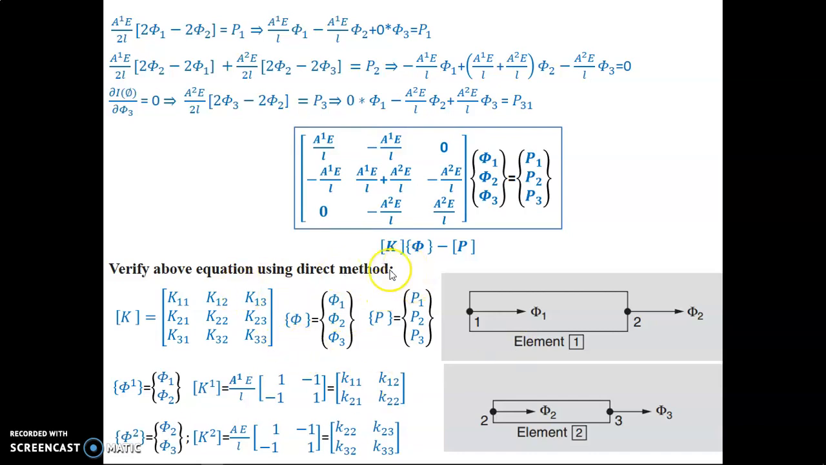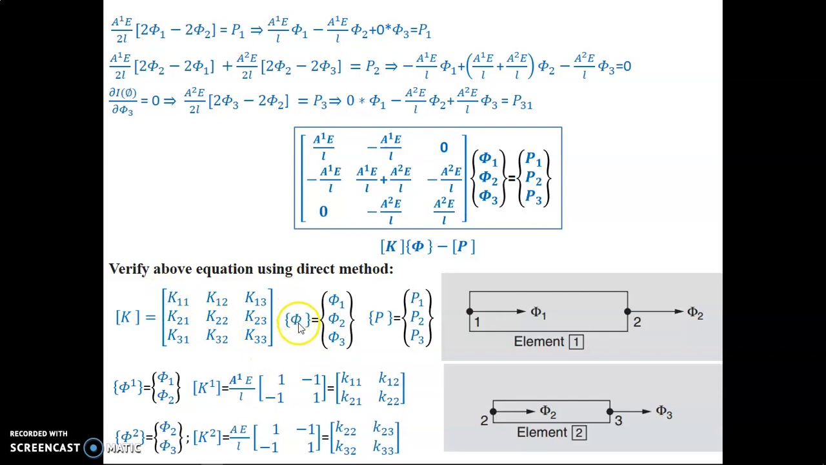As per the direct method, the stiffness matrix can be written as a DOF by DOF square matrix. Here we have 3 degrees of freedom, so we will have a 3 by 3 matrix, and K11, K22, K33 are the diagonal elements of such a matrix.